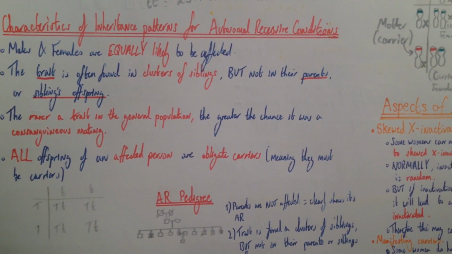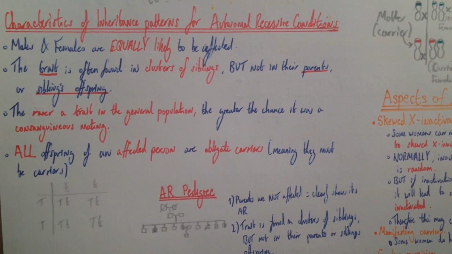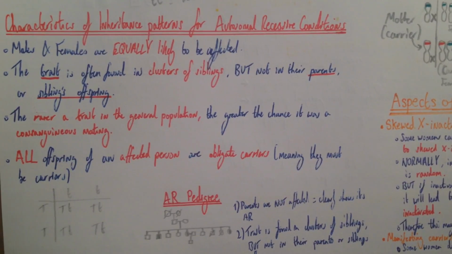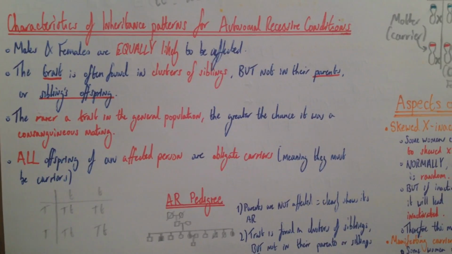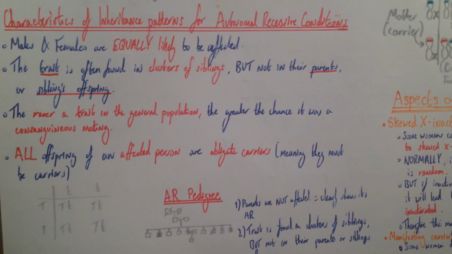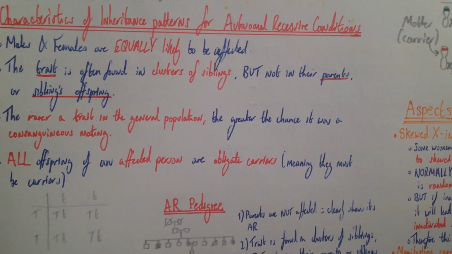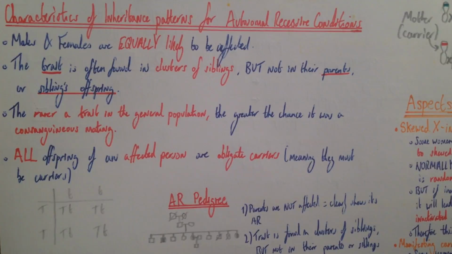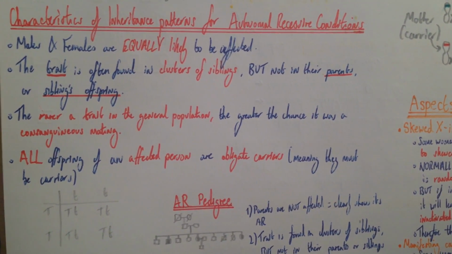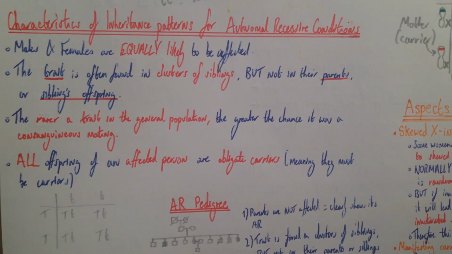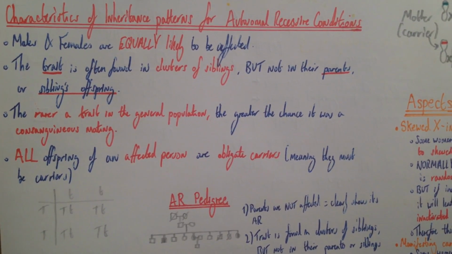Anyway, characteristics of inheritance patterns for autosomal recessive conditions. Males and females are equally likely to be affected. The trait is often found in clusters of siblings, but not in their parents or siblings' offspring. That's really important. It's normally in one generation. It's a rarer trait in the general population, so the rarer a trait is in the general population, the greater the chance it was a consanguineous mating.